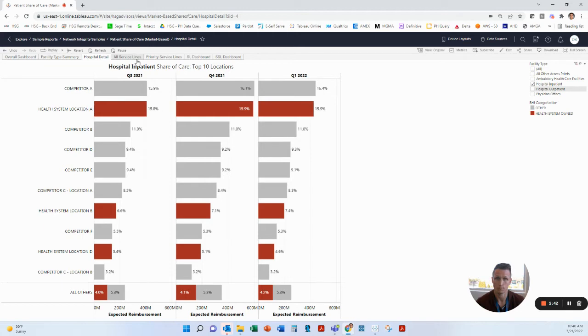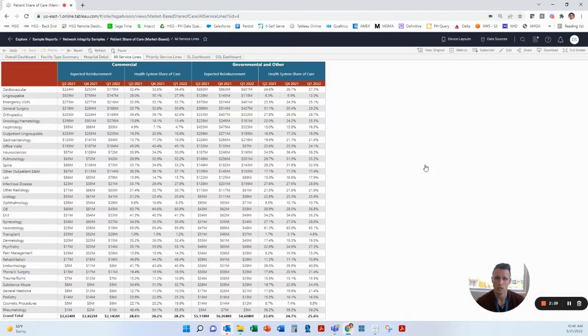We want an organizational dashboard that tracks all of our core service lines, so cardiovascular to emergency, other outpatient E&Ms, whatever it may be. What's the relative value of those from a commercial, governmental and other standpoint, from an overall dollar perspective, and then what does our capture look like over time, and how's that trending, so that we have that one-page snapshot of the relative value and volume of the market in general, and how our capture is trending over time.